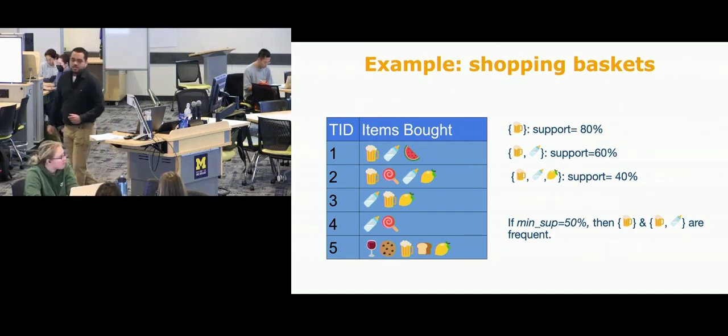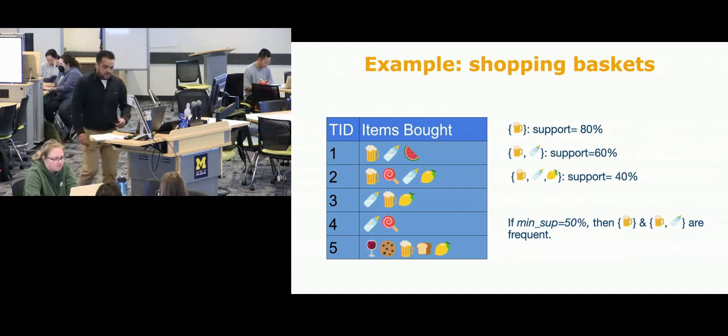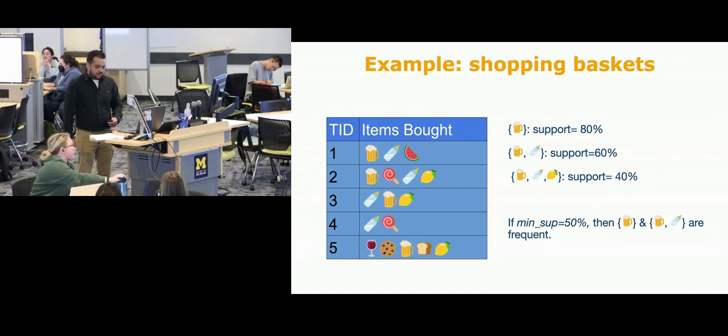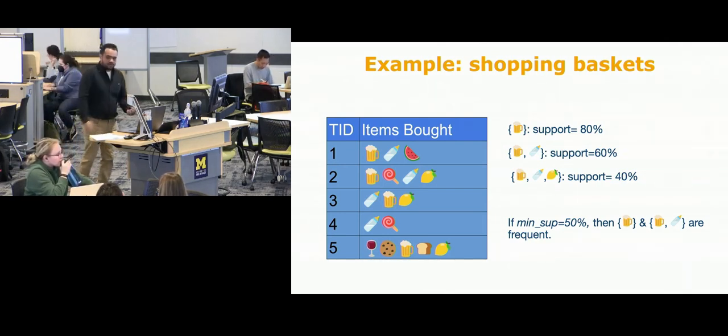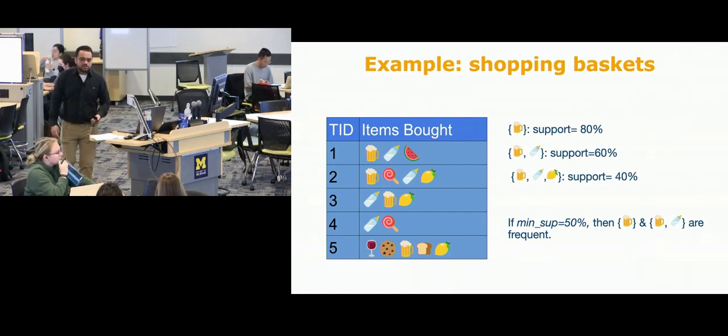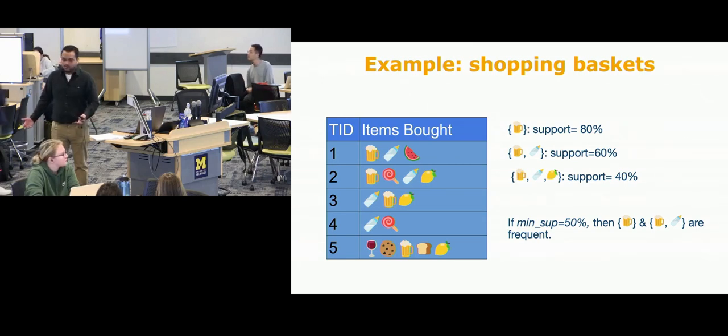Let's look at some concrete examples of how to calculate support. Here are 5 shopping baskets from a grocery store, and they have some combination of beer, milk, watermelon, lollipop, cookie, bread, and wine. People purchased some subset of these items. So now, what's the support of beer? And the answer is 80%. Could anybody explain how we got that 80% number?